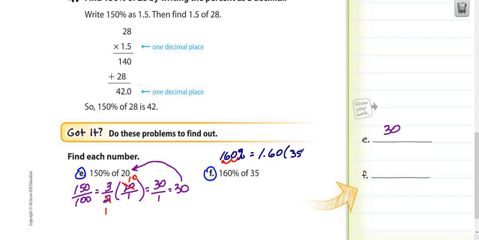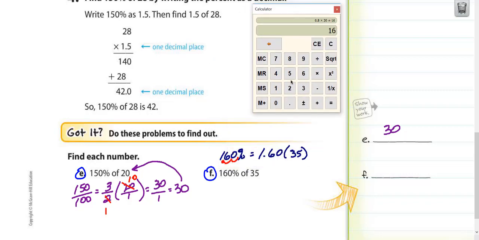times 35. Where's that calculator? 1.6 times 35. I don't know what my answer is yet, but I know it's more than 35. It's 56. And again, the 56 that I ended with is greater than the 35 I started with because 160% is greater than 100%.